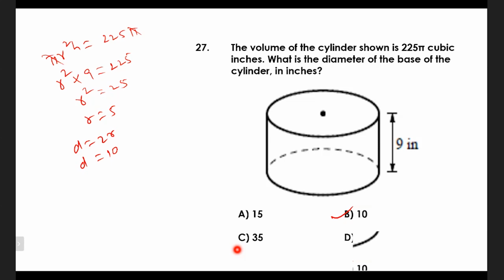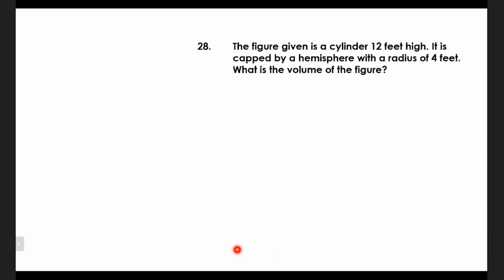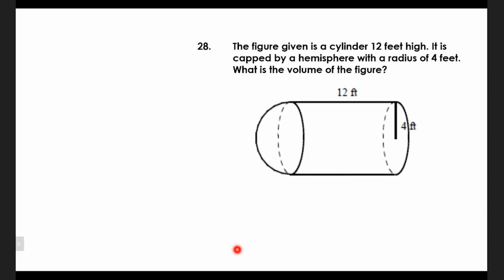Okay, let us go to the next question. The figure given is a cylinder of 12 feet high. This is 12 feet. It is capped by a hemisphere with radius 4 feet. So radius is given. So this is 8, and this is 4. Now, what is the volume of the figure?